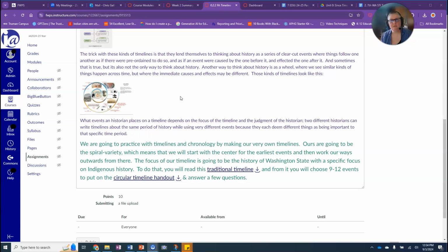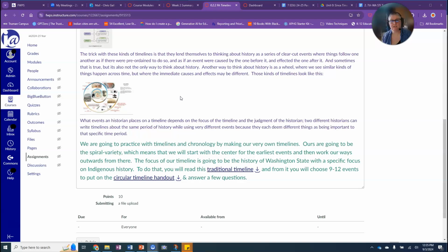And so timelines are important in history because they help us see chronology, but they're not definitive, meaning that different people will include different events. What events a historian places on a timeline will depend on that particular historian's judgment, which means that two historians creating timelines about the same time period will often include different events. They might include some of the same events, but they'll most often include different events as well. And that's because each one is going to decide that different things are important, and that's okay.